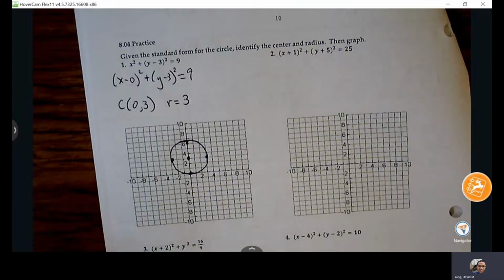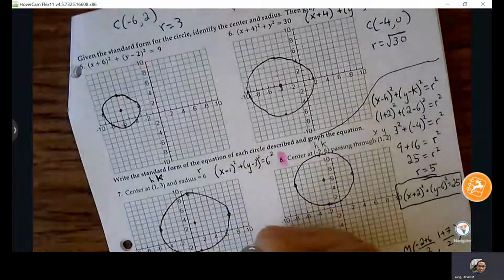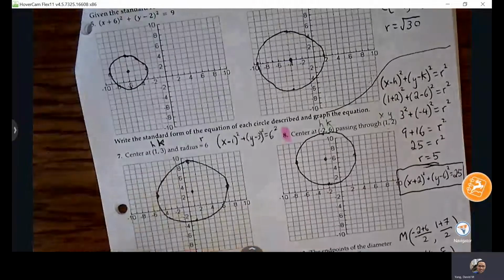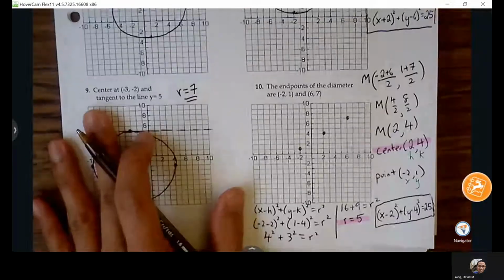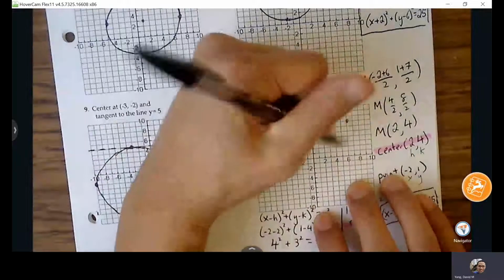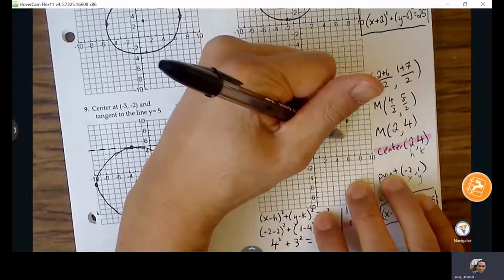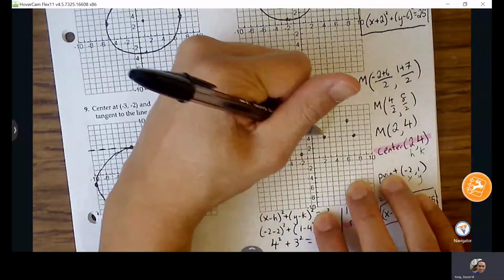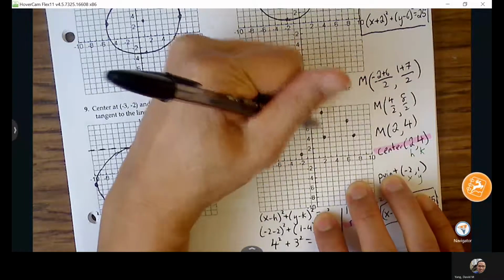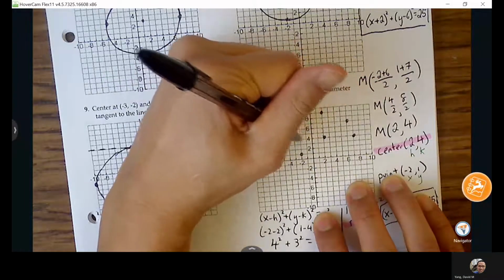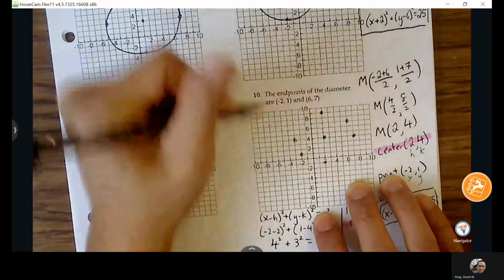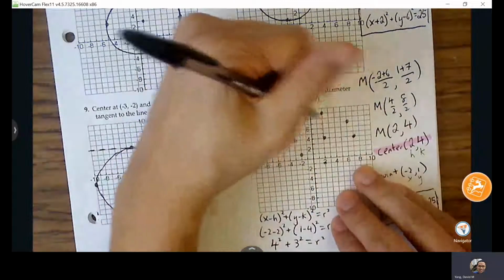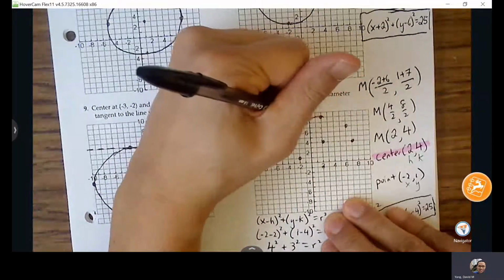Oh, sorry, yeah. So let me draw a circle. From my center, I can just count 5 units over. I have some additional points and just try to get the circle to go through all those points.